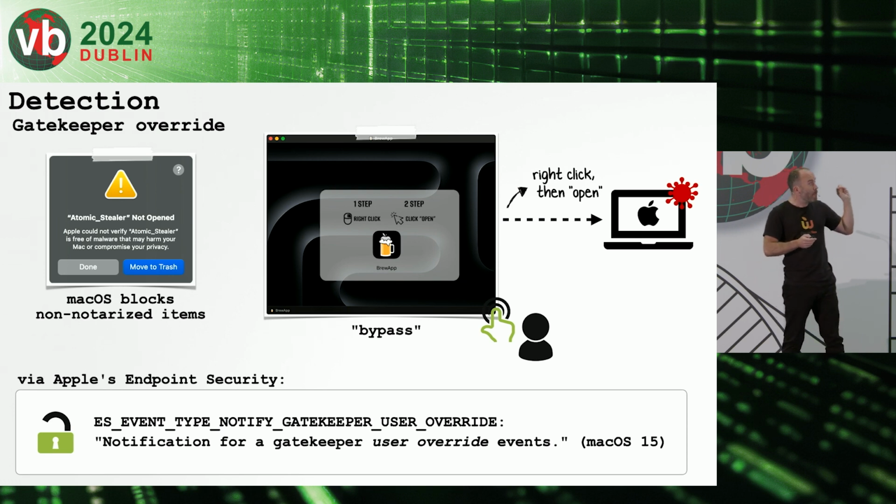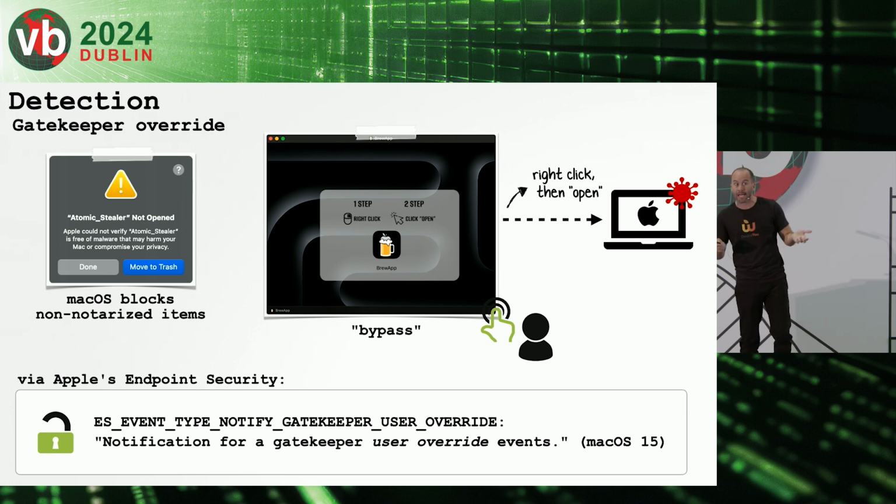So as of macOS 15, there is a new event you can register for that will be delivered to your detection program if the user goes ahead and bypasses or sidesteps Gatekeeper.